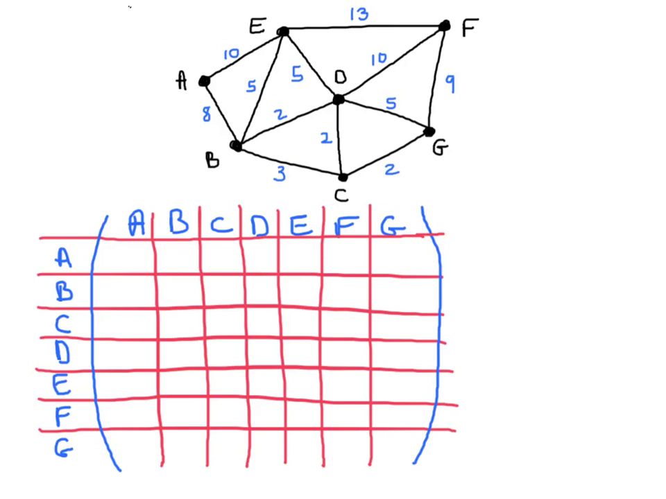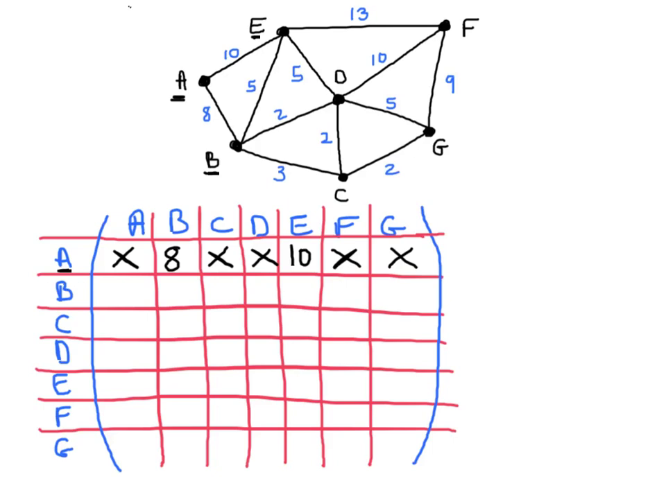Now, if we look along the first row, the A row, and at all the connections that A has on the graph, A is connected to B and it has a distance between them of 8. So I'm going to just put in that value, 8. A is connected to E and it has a distance between the two of 10. So I'm going to put in that value there as being 10. Now A is connected to no other point, so I'm just going to put in an X showing that there is no connection between A and any other computer terminal.